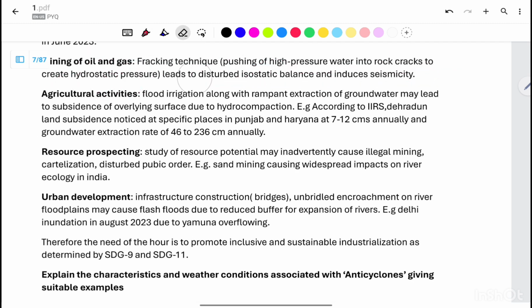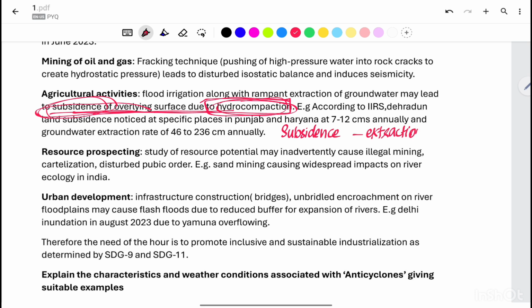Agricultural activities like flood irrigation with rampant extraction of the groundwater cause subsidence of the overlying layer due to hydrocompaction. So when we go for the extraction of the groundwater, we have subsidence. Extraction of the groundwater causes the subsidence, right? The subsidence is due to the hydrocompaction.